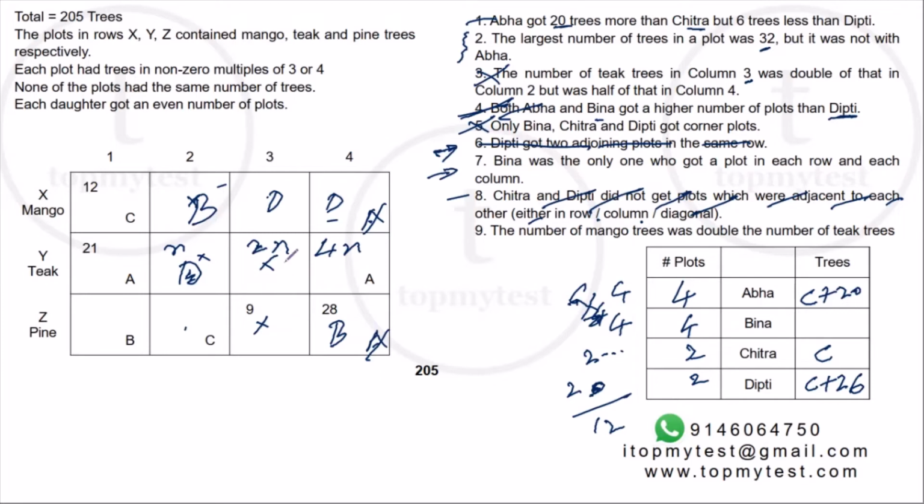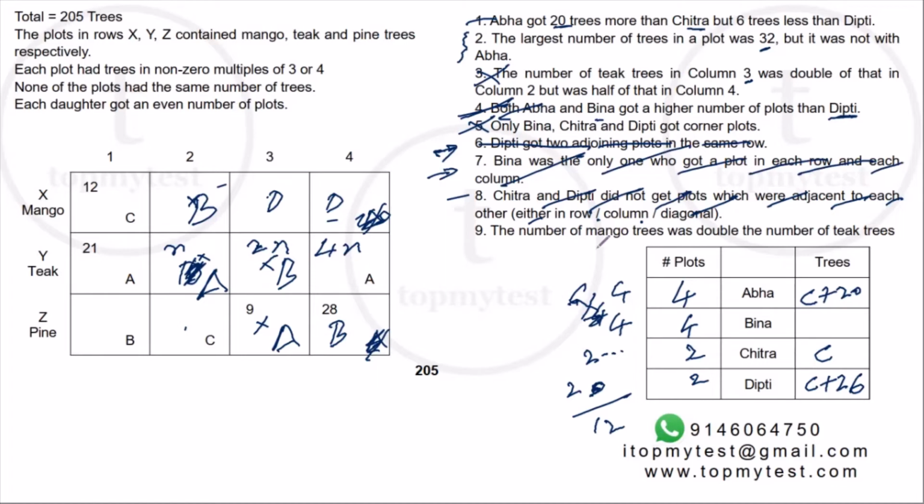So her fourth plot will be one of these two. We also have to fit the row. So row Y has to be Bina here. So we have fitted all Bina's plots. We have fitted Chitra's plot. So this has to be Abha. This has to be Abha. So we've fitted everyone's plots, right, with this. Okay.